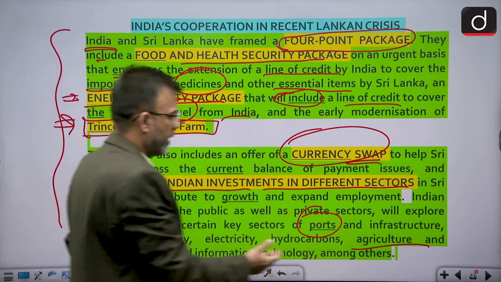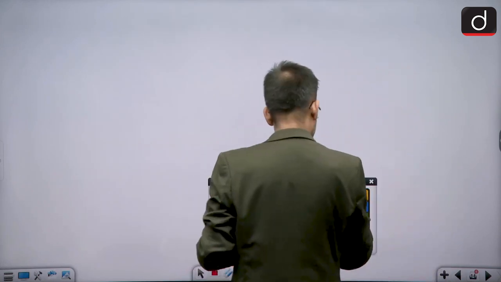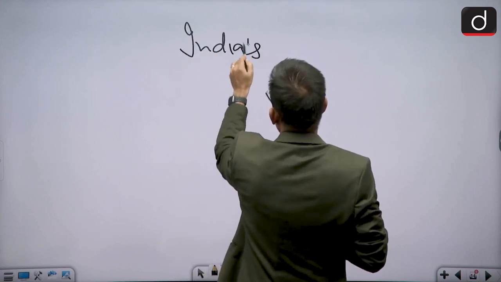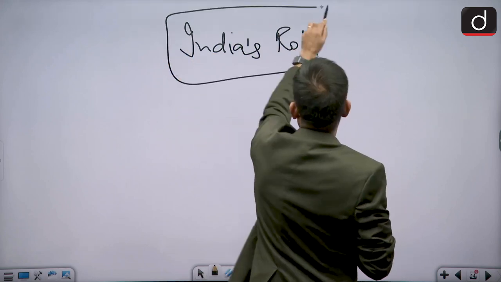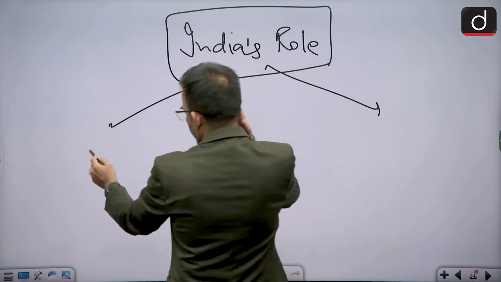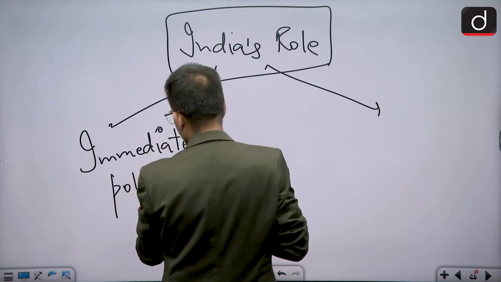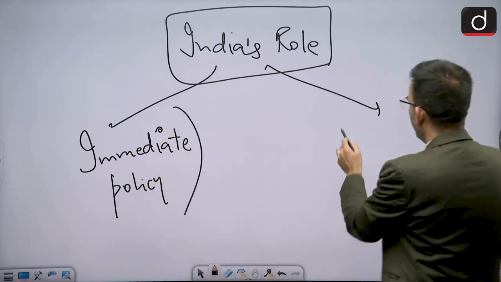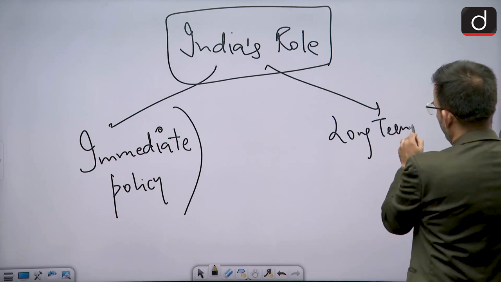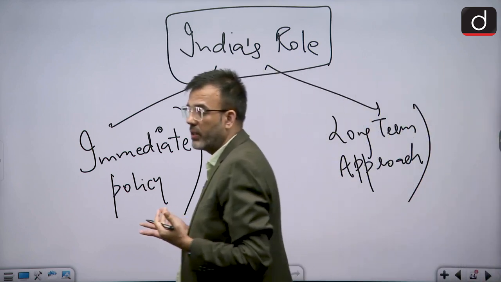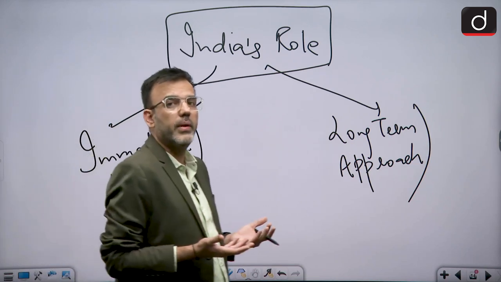And you can again diversify, or you can classify. The more you classify your answer, the better it will be for the examiner to understand exactly what you want to say. We can say that India's role can be interpreted in two further ways. One is with respect to immediate policy, what is required immediately? And the second one is the medium to long-term approach, which will obviously be focused on how to help Sri Lanka in getting back to the basics.